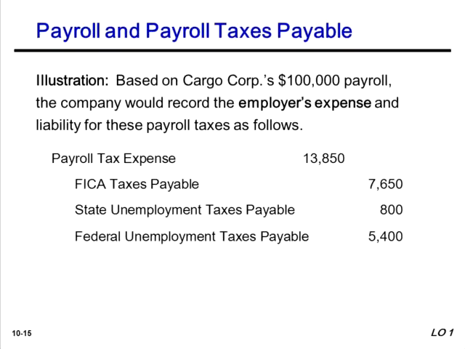as follows. There'd be a debit to payroll tax expense of $13,850. A credit to FICA taxes payable for $7,650. A credit to state unemployment taxes payable of $800. And a credit to federal unemployment taxes payable of $5,400. So what this company is doing is recognizing the expense when they incur that expense, and the fact that they've credited three payable accounts means that they have yet to distribute the funds to the government.